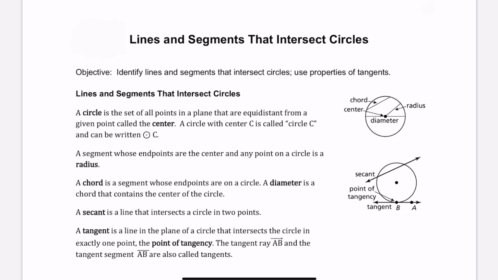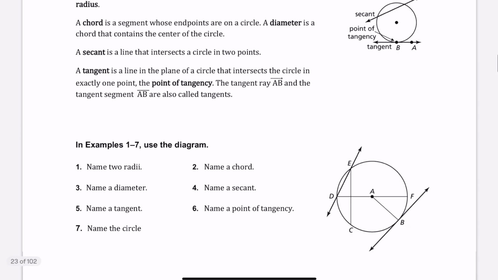A tangent ray AB and the tangent segment are also called tangents. So I could go from A to B and keep going forever that way, and that would be a ray. It is also a tangent segment, and they're tangents as well. If it intersects in one spot, it's a tangent.